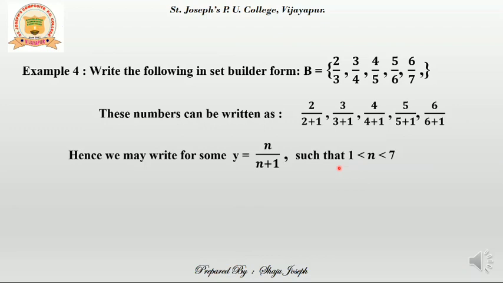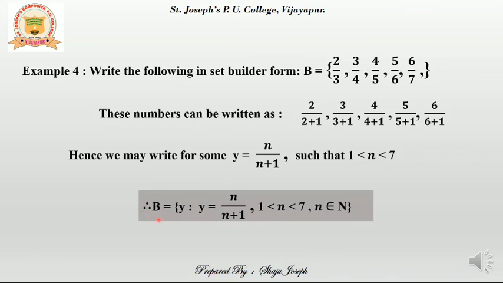So using these ideas, if we write it in roster method, let us use the representation form correctly. B is a set of all y, because I have taken y here. B is a set of all y such that, you know that colon means such that, y is equal to n upon n plus 1. This is the form of the number n upon n plus 1. The further condition is n should lie between 1 and 7 strictly. Strictly speaking, it is 1 strictly lesser than n, strictly lesser than 7. However, you could have used 2 less than or equal to n less than or equal to 6 also, which would have been the correct answer.